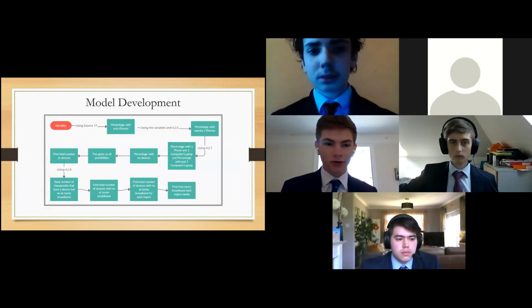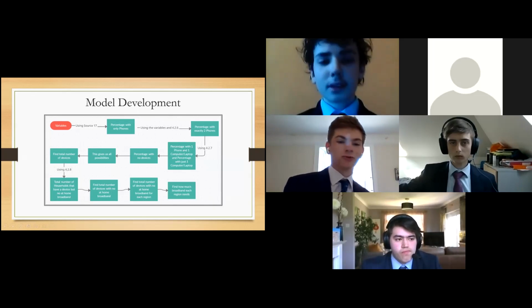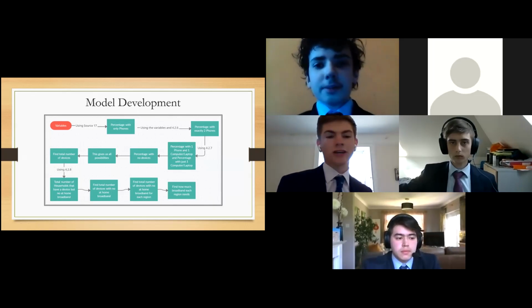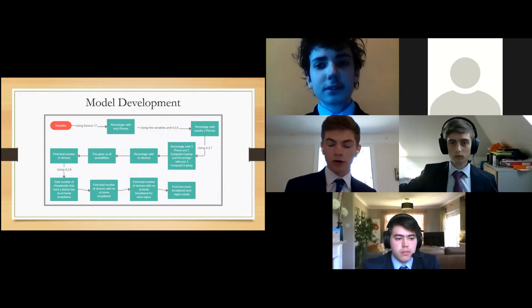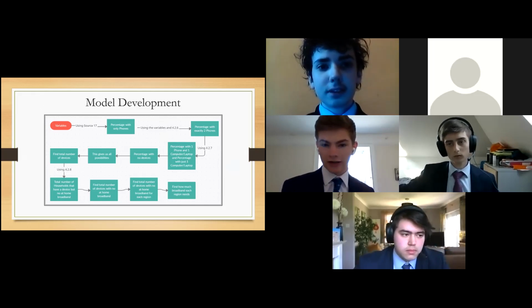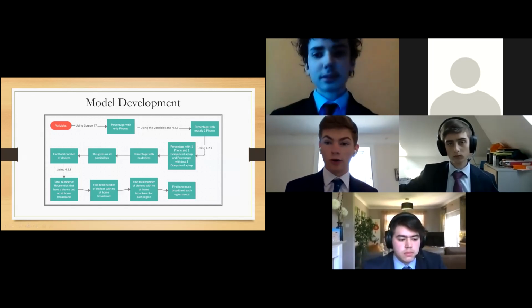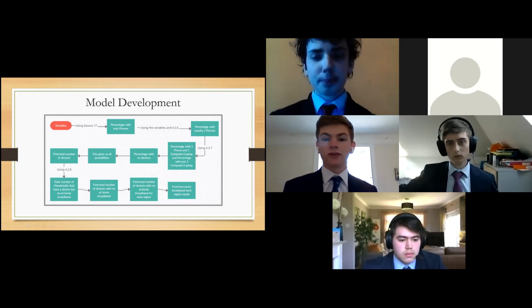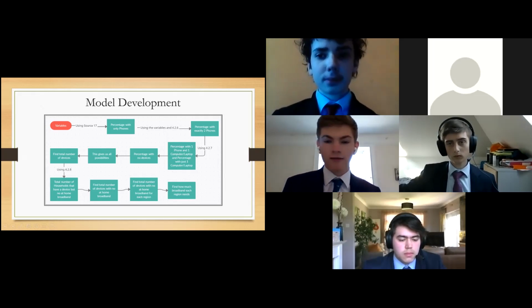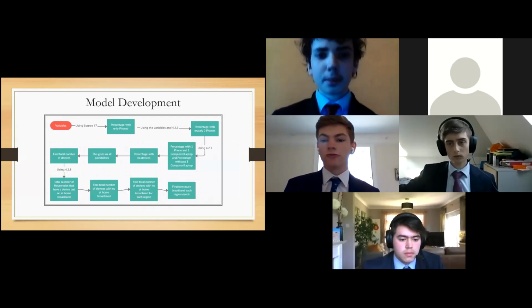And this is the flowchart made for model development. So using the variables and source 17, which states that half of people with a mobile phone own only mobile phones and no other device that connects to the internet, you can work out the percentage of the population which only own phones.